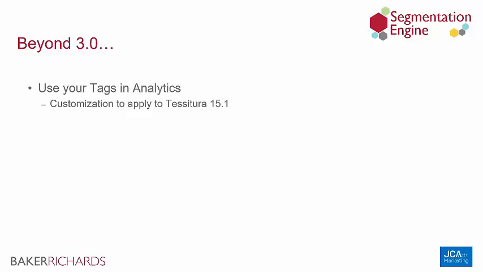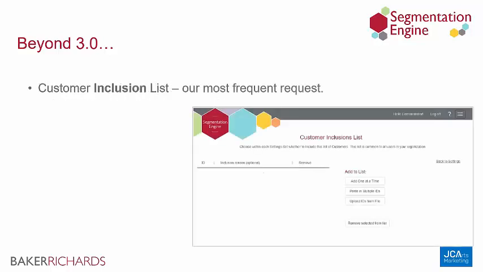Meanwhile, in the application itself, we will of course be getting on with our next point release. So beyond 3.0, we've already been working on the request that we have heard most often from all of you, which is the customer inclusion list as opposed to the customer exclusion list that we have at the moment. At the moment in the customer exclusion list, you can upload or create a list of people to exclude from your settings sets. And a number of you have told us that what you really want to be able to do is run analysis on just a small select list of people that you have output from Testatura.